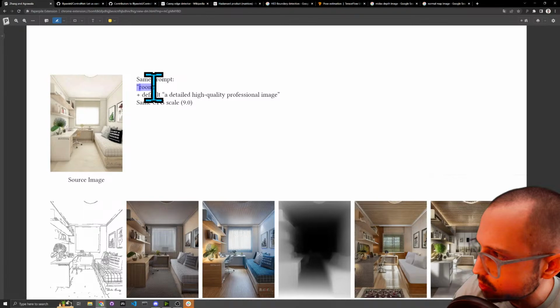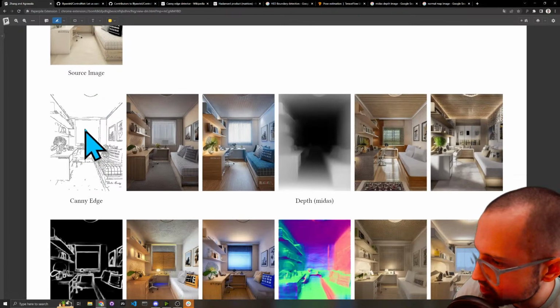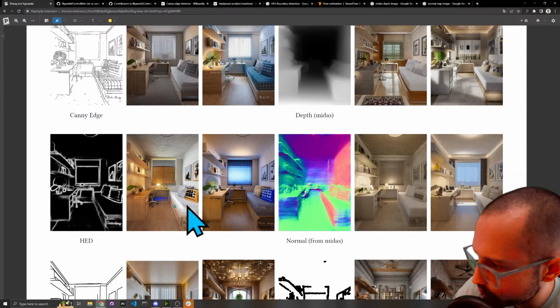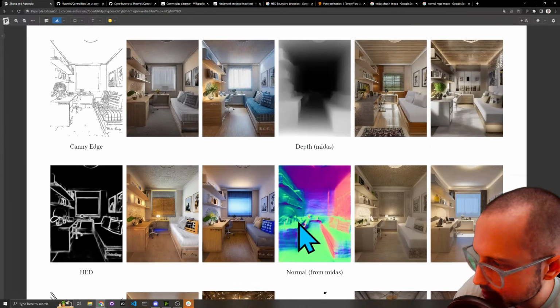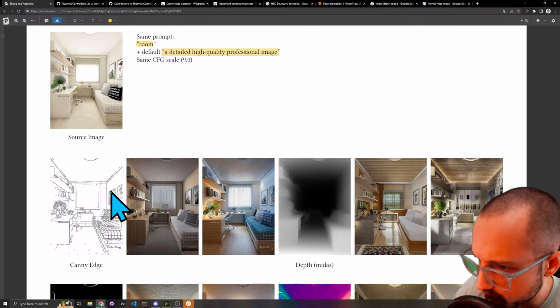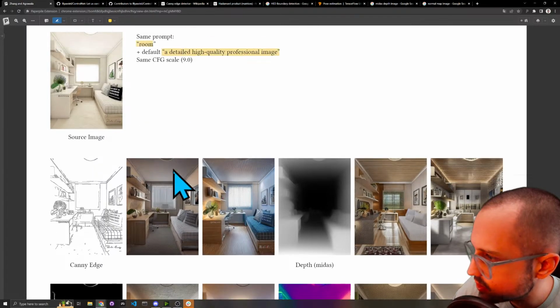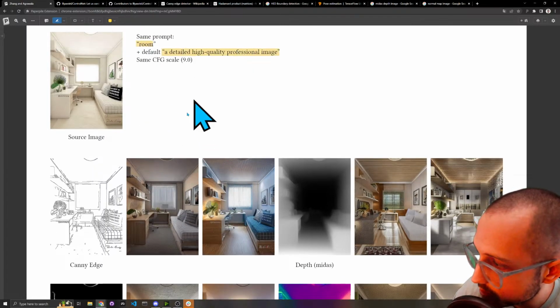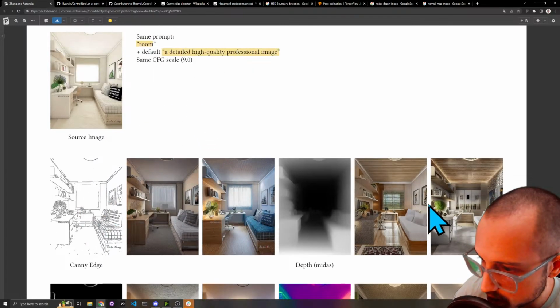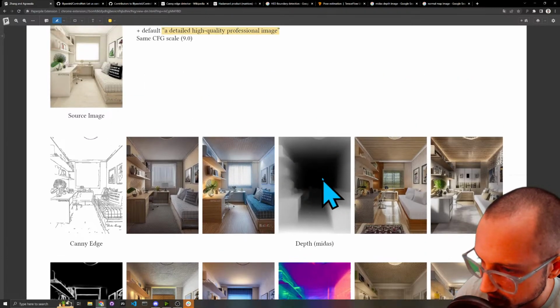Okay, so this is room plus, that's the prompt. This is the source image. The source image is used to create a Canny edge, a depth, a normal, an HED, a line, and a scribble. And then you can see the different results from the ControlNet. So these two images here are basically the prompt, and then this Canny edge image. These two images here are the prompt and then the depth. So you can compare which one is better.